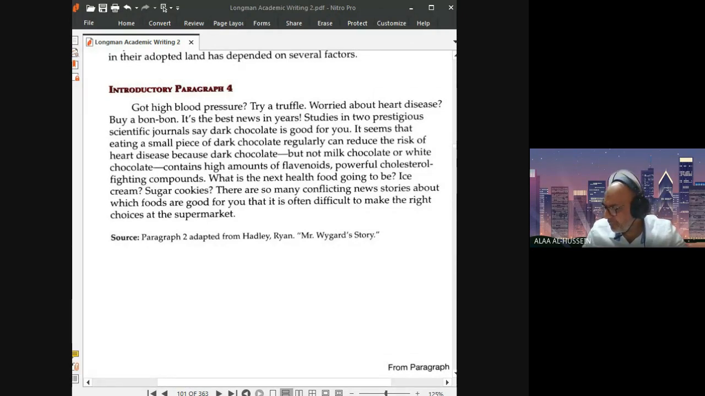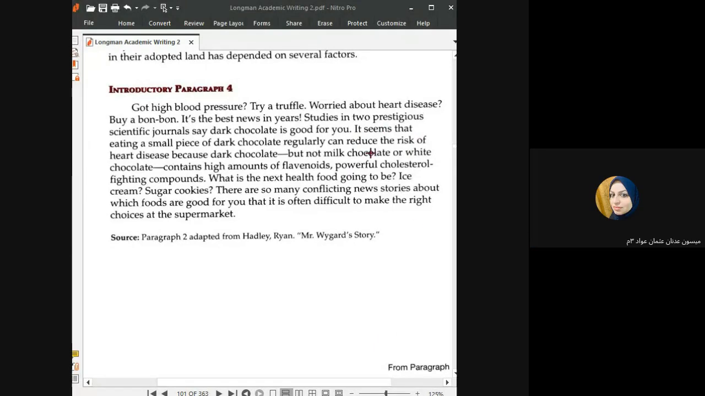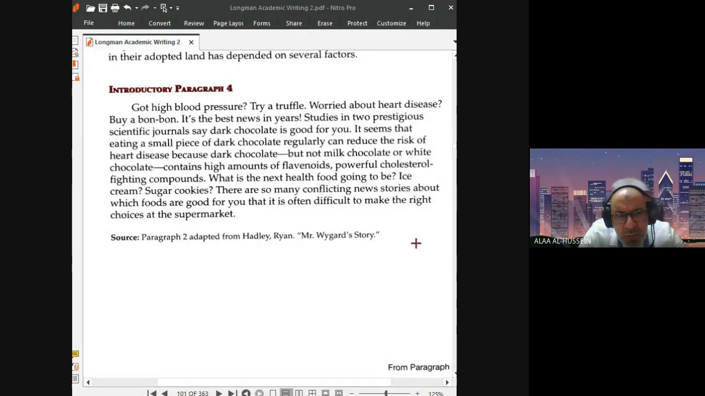It seems that eating a small piece of dark chocolate regularly can reduce the risk of heart disease because dark chocolate, but not milk chocolate or white chocolate, contains high amounts of flavonoids, powerful cholesterol-fighting compounds. Okay. Thank you very much.